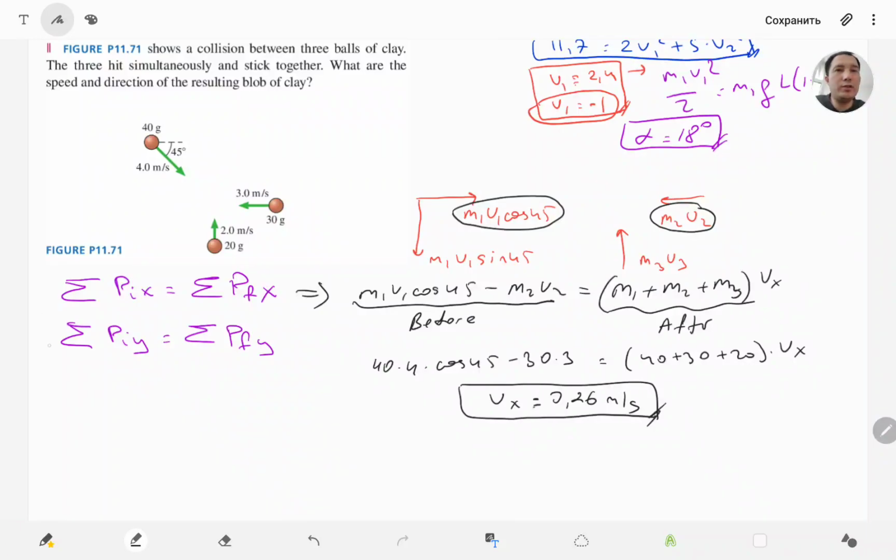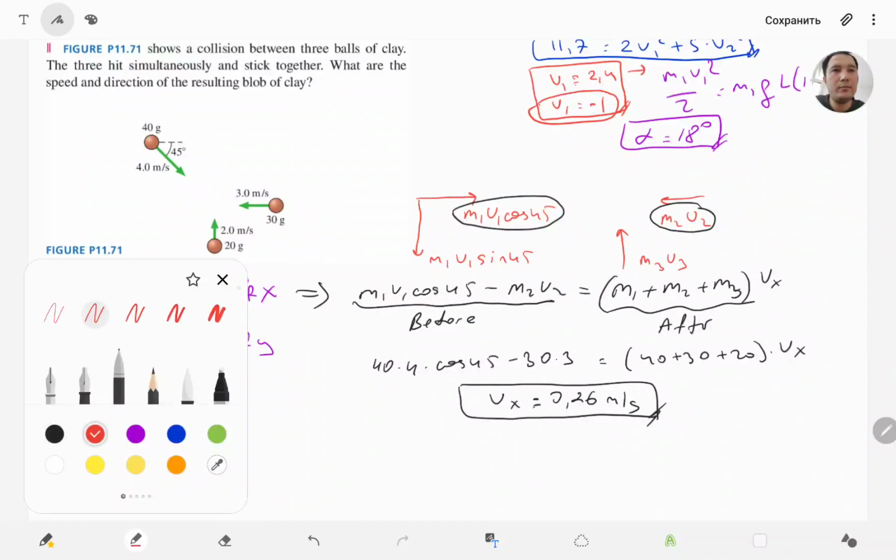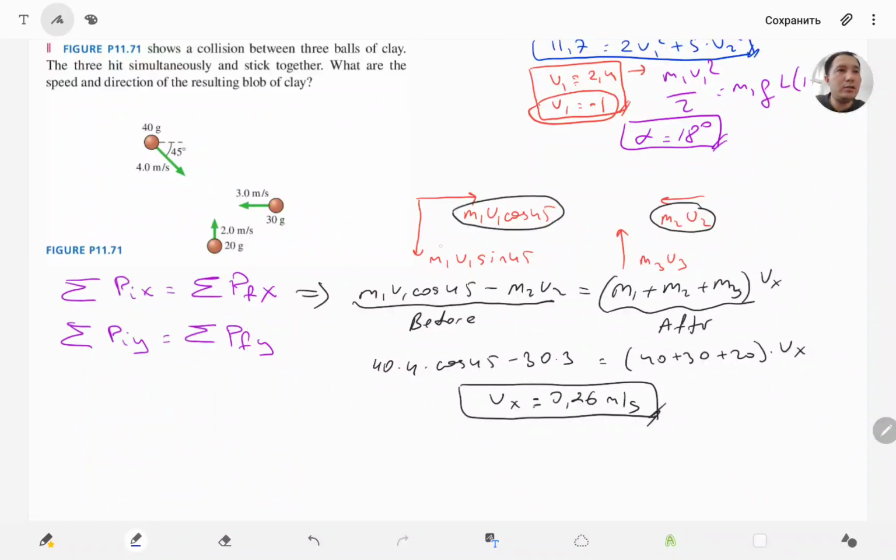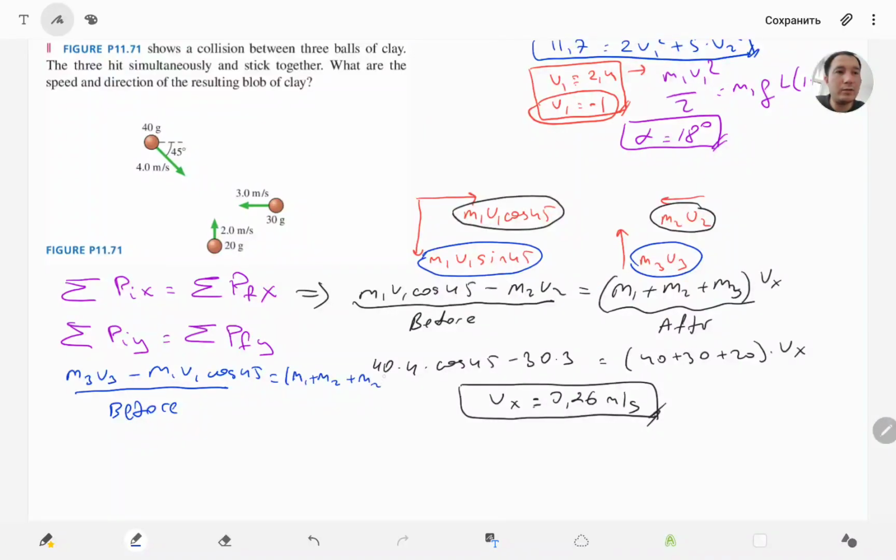Now let's write the same equation for the y direction. Initially, in y direction, we have two momentums. Let me choose a different color. Initially, this is a vertical momentum, and this is a vertical momentum. m3 v3 is positive upward, and m1 v1 sine 45 will be negative because it is downward. So initial momentum in y direction is m3 v3 minus m1 v1 sine 45. This is before, initial. After, they will be moving together, total mass, one object, yes, after collision, and they will have velocity Vy in y direction. This is after.